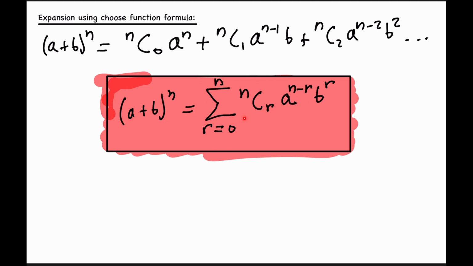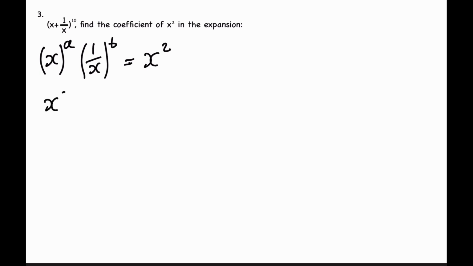So now let's move on to this question, where they ask us to expand the binomial (x + 1/x)^10 and find the coefficient of x squared in the expansion. We don't have to expand the whole binomial, we just have to find the coefficient of x squared. We have two components of the binomial, the x and 1/x. So x would be to the power of a value a, and 1/x would be to the power of a value b, which will get us a coefficient of x squared. We can write this out as x^a times x^(-b) is equal to x^2.